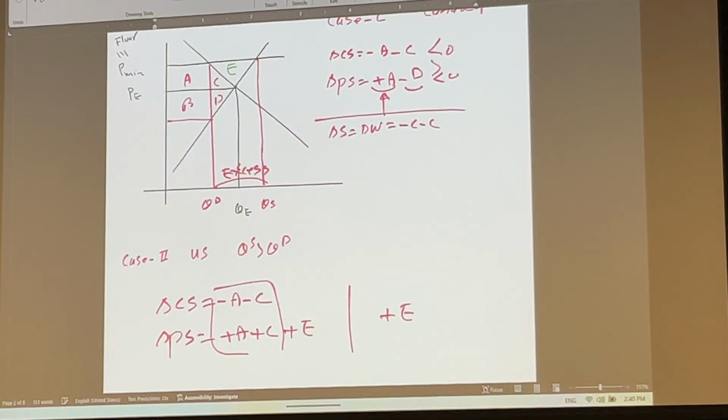What do you do with the excess? Whoever set the price should buy it. The government should buy it. So the government will be forced to buy the excess supply.